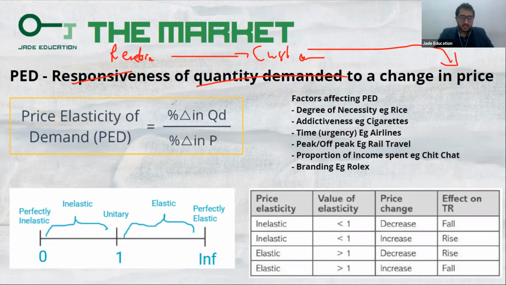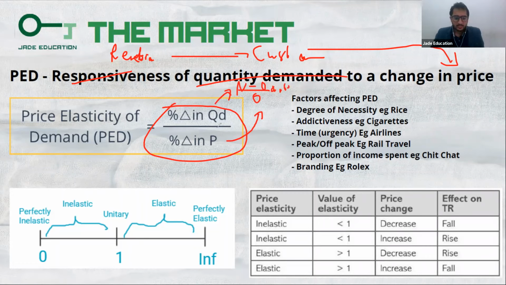And here you can see the equation: percentage change in quantity demanded over percentage change in price. How you calculate this is simple, guys. New minus old over old. Each one of these, new minus old divided by old, into 100. Same thing here, new minus old over old into 100. You can get that. You have the values, guys.